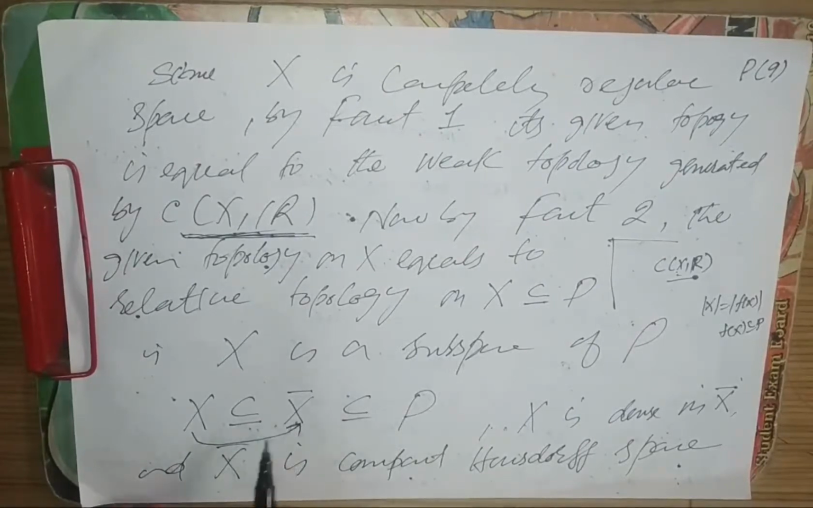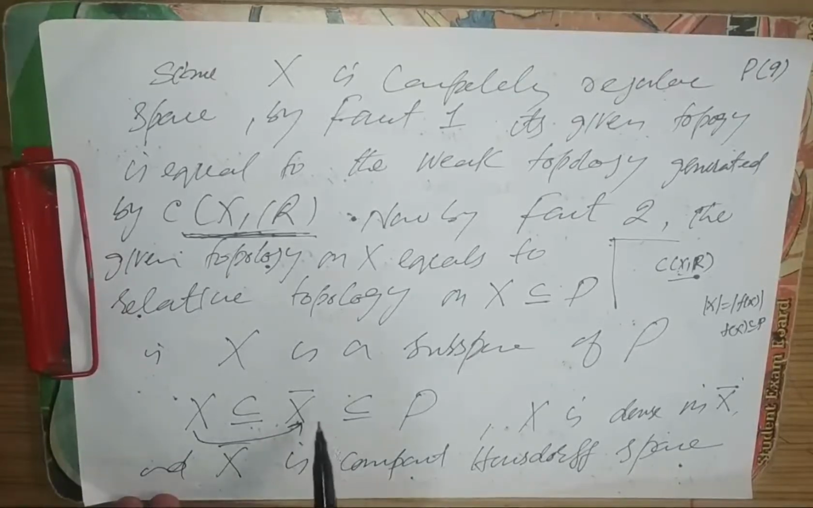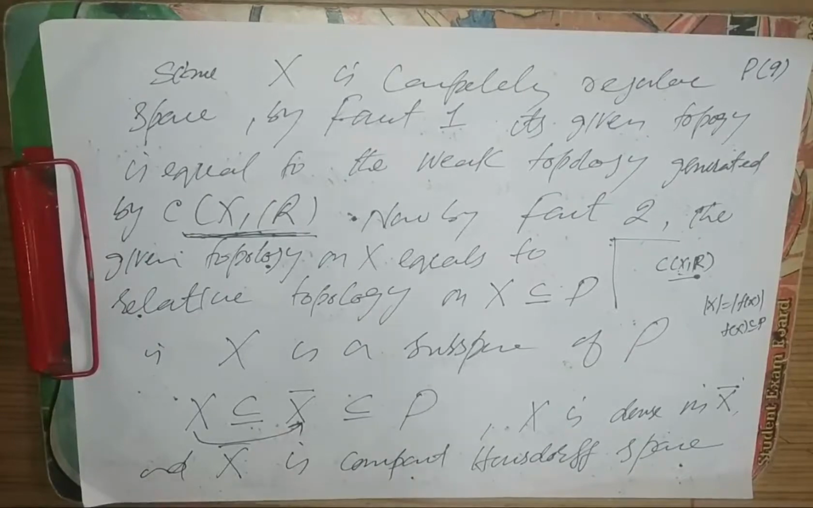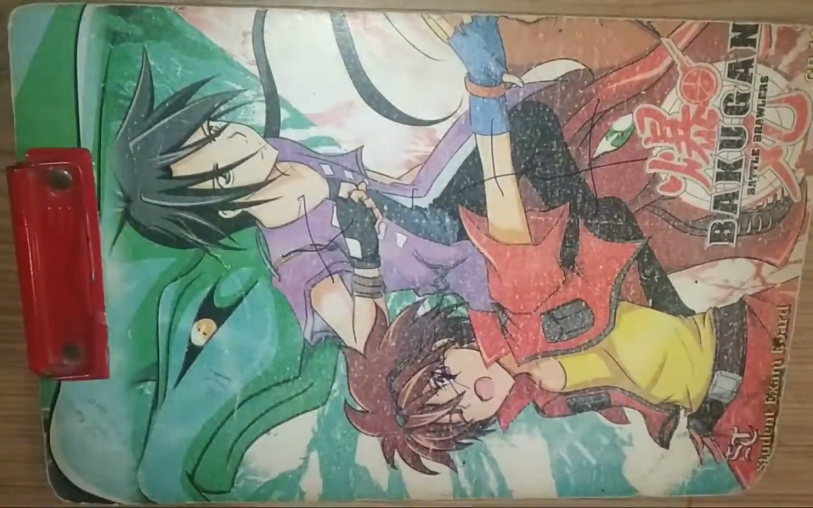Now we show that every bounded continuous function on X can be extended to a bounded continuous function on X closure. So that's again simple actually. We need to show that every bounded continuous function on X has a unique extension to a bounded continuous function on X closure.